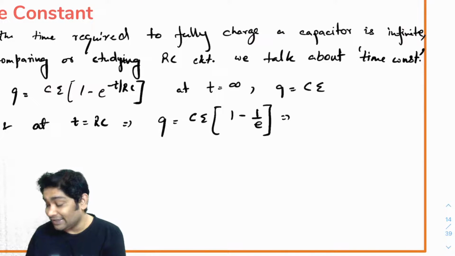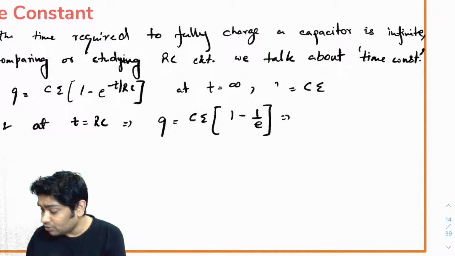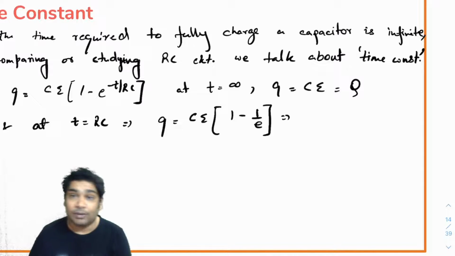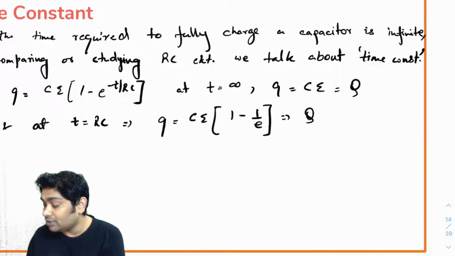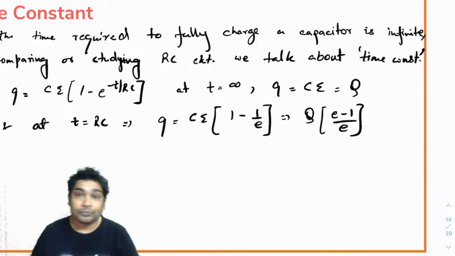So you will realize that I can write this as capital Q, which is the maximum possible charge in the capacitor. So this becomes capital Q times e minus 1 over e. Okay.